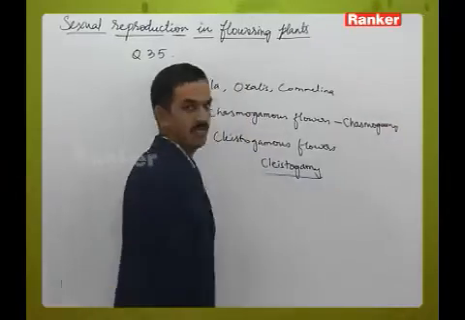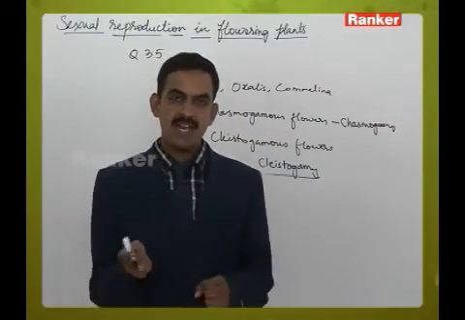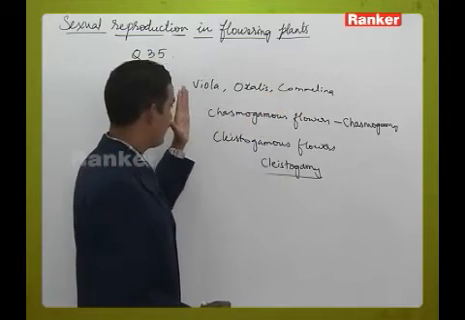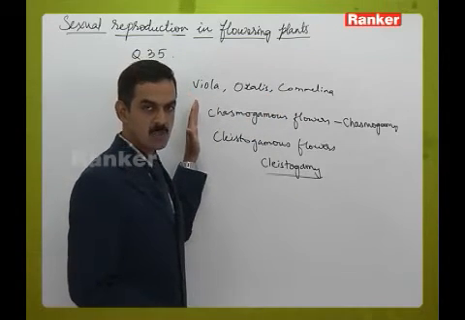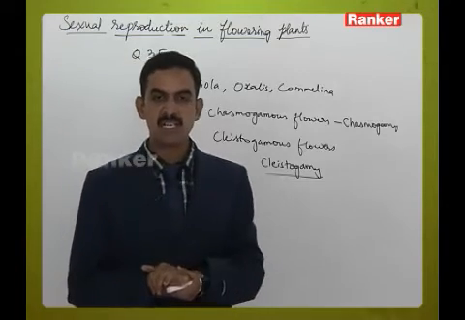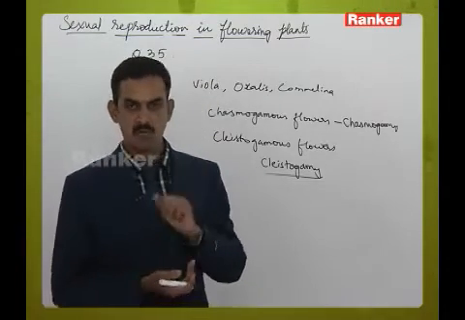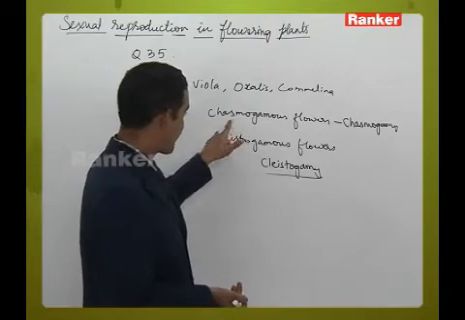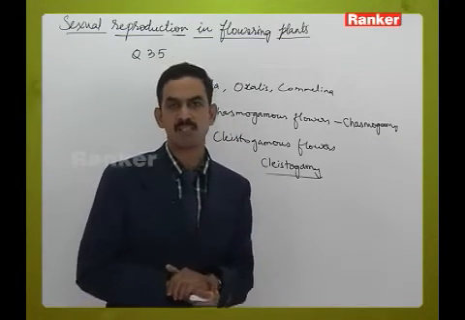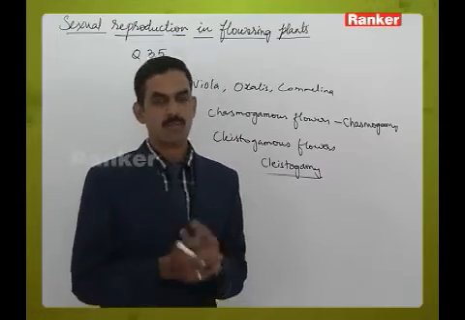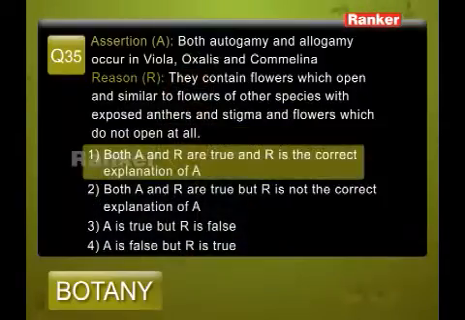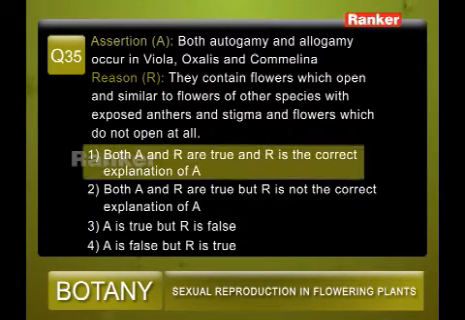So both autogamy and allogamy are possible in Viola, Oxalis and Commelina. Why? Because in chasmogamous flowers it is cross pollination, that is allogamy. In cleistogamous flowers it is self pollination, that is autogamy. Both of them are possible here. Why? Because in chasmogamous flowers the essential organs are exposed, whereas in cleistogamous flowers the essential organs are enclosed. So because of this we can say that both are possible in the 3 plants. So question number 35, the correct answer is 1.